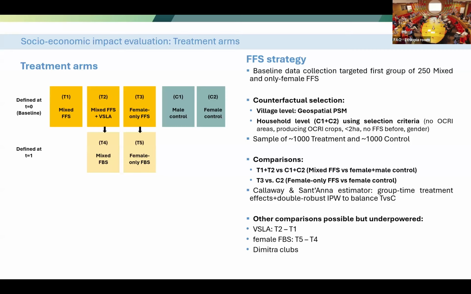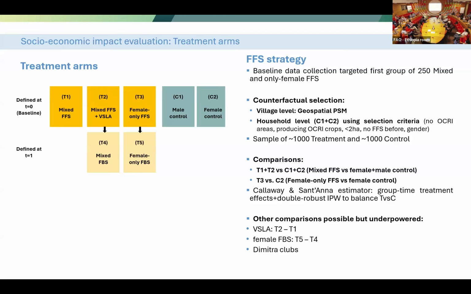So how did we identify this counterfactual group? We do a geospatial propensity score matching. Basically, we use information at the village level. We construct geospatial indicators for each village and use the propensity score matching to identify areas that were similar to the treated ones. That was at the first level. And in the second level, we did a listing exercise to identify households that share similar characteristics to those we used in the selection criteria for the treatment area.